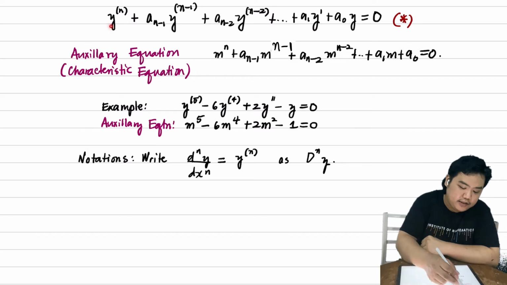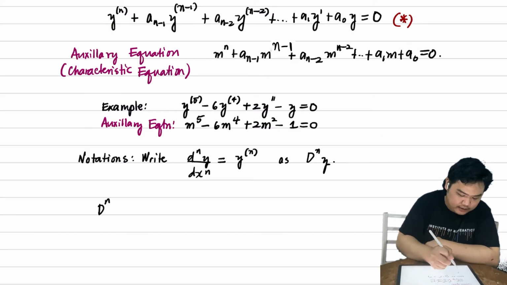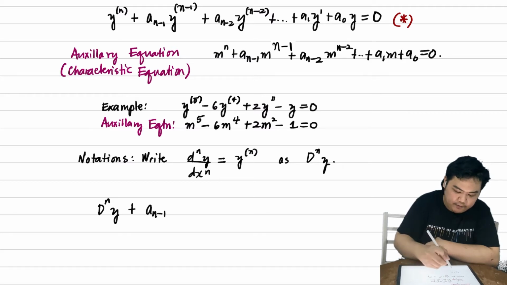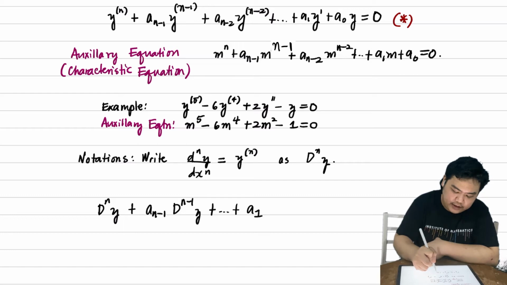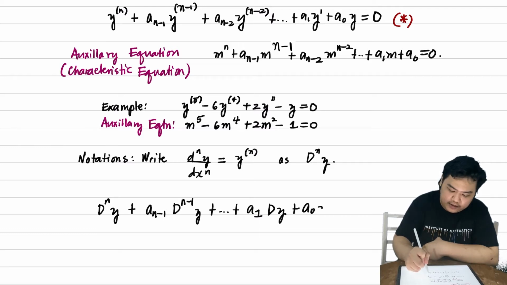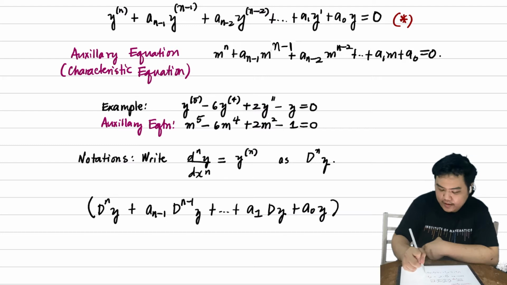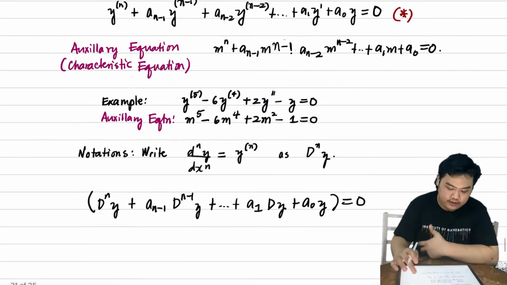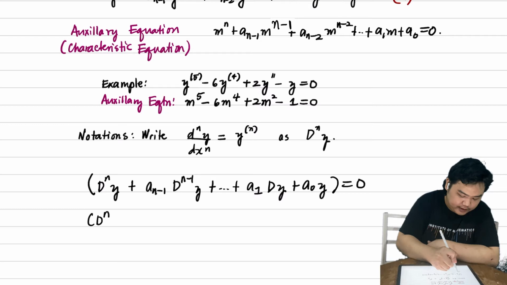So, magkakaroon tayo ng D to the n of y plus a sub n minus 1 D to the n minus 1 of y hanggang umabot ka dun sa a sub 1 D of y tapos plus a not y equal to 0. And then you can factor out y. Ang reason for this is that ang differential operator ay isang linear transform.